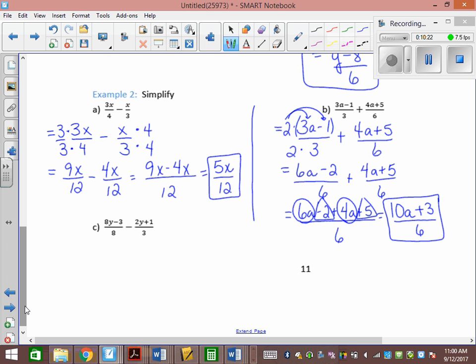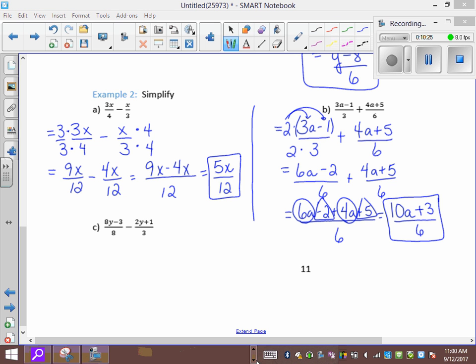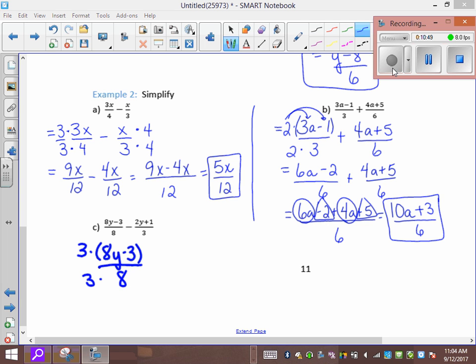You guys try C. Yeah, you do. What's common to 8 and 3? 20, close, 4. 24. So the first one, the left-hand side, we're going to multiply by 3. 8y minus 3 over 8 times 3. And if you want, you can put that binomial in brackets so that you remember to distribute it to both. And then it's going to be 8.